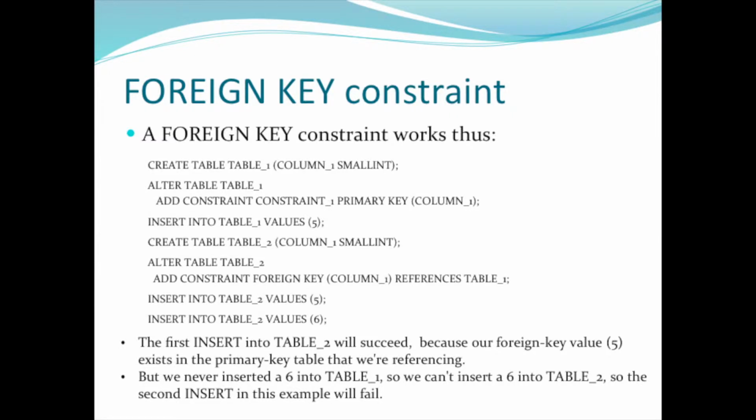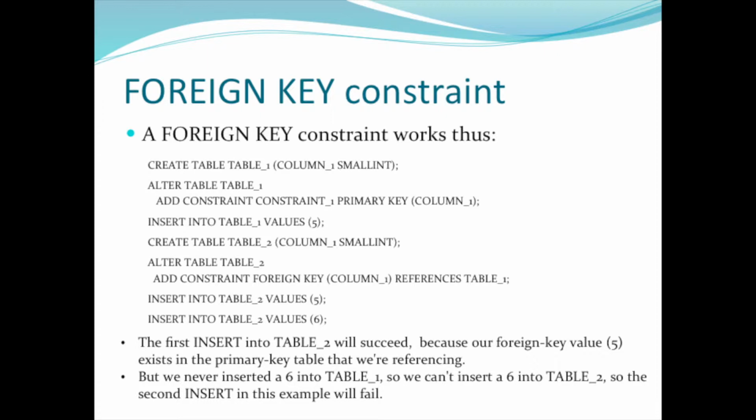Foreign keys. What type of constraint this is kind of like a parent-child relationship. You create your primary table, your parent table. You go through the alter, give it a primary key, put some type of data in that table. In this case, we got our value 5 in our table.